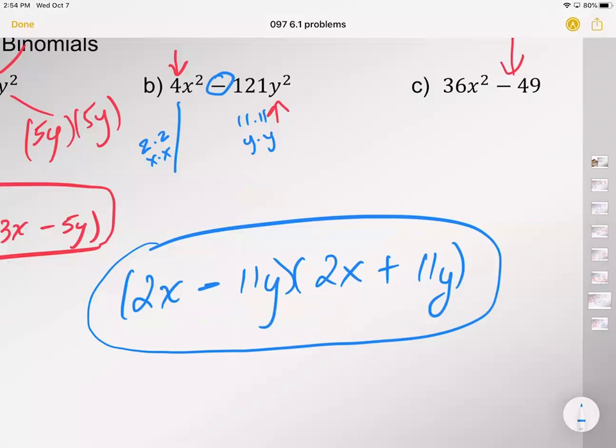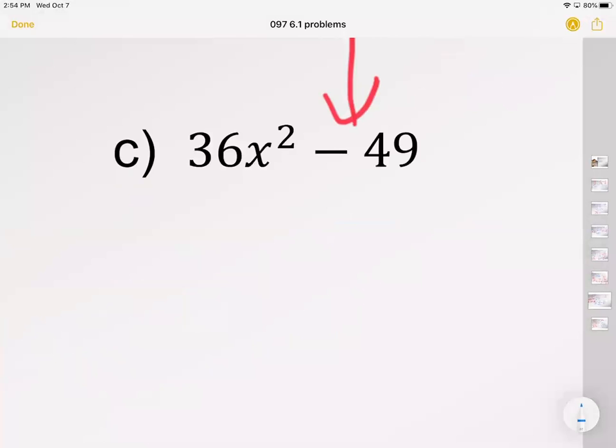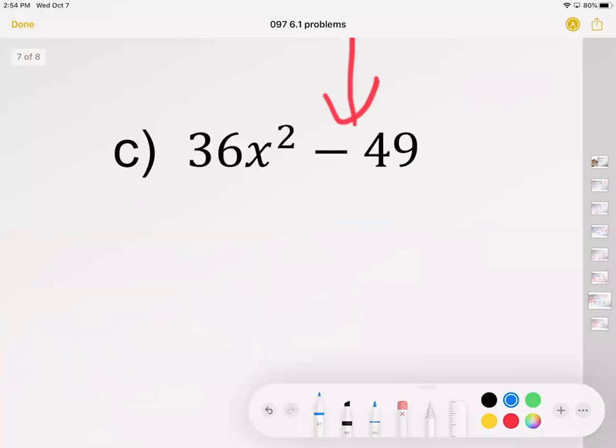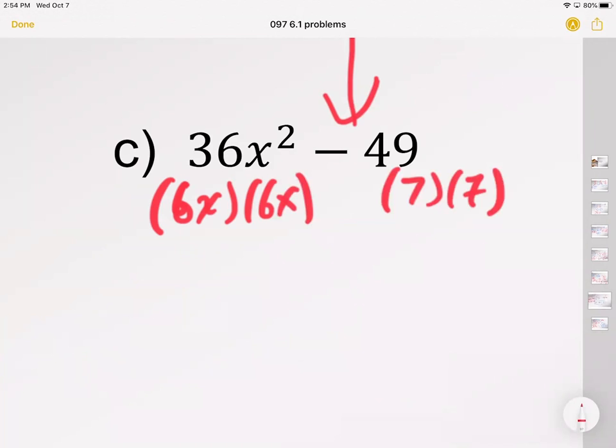Okay, and hopefully, let me ask you guys about C. Is this a perfect square for C, ladies and gentlemen? 36x squared minus 49. Is this a perfect square? Hopefully you guys say yes. And hopefully you guys say that this is 6x and 6x, and this is 7 times 7, right? 7 times 7 is 49. And if you identify that, all we have is 6x minus 7.